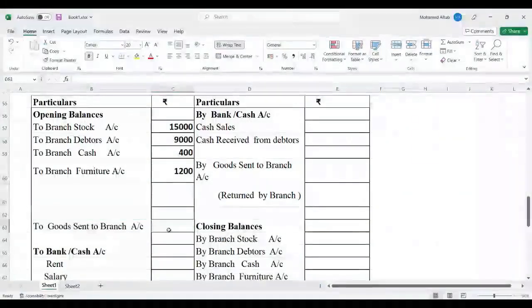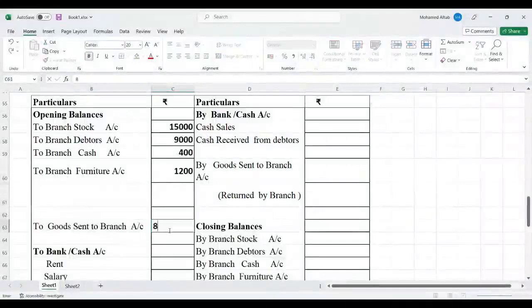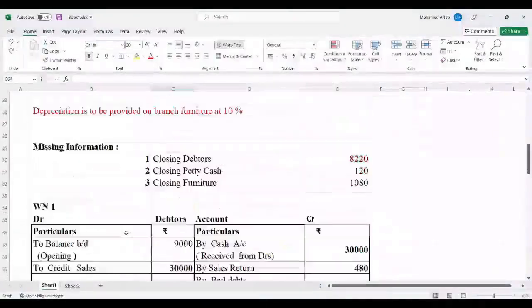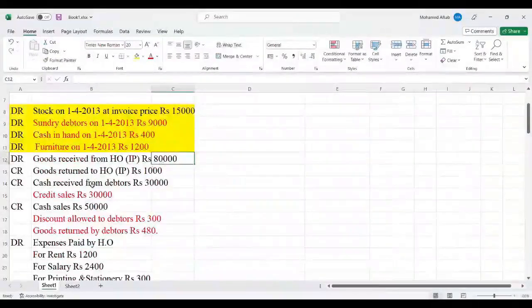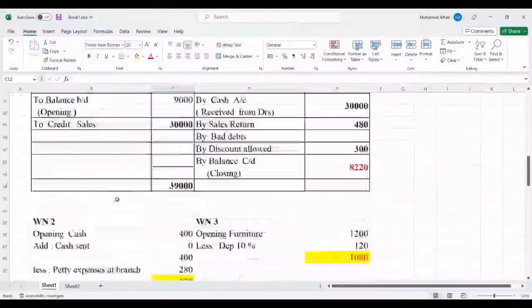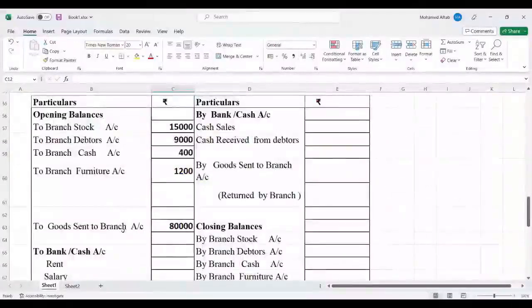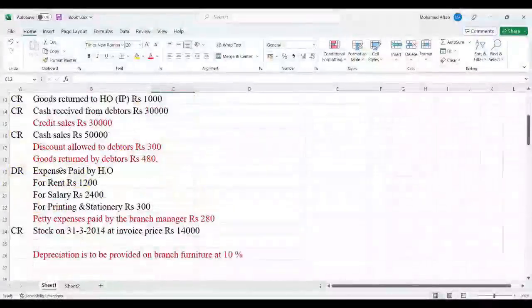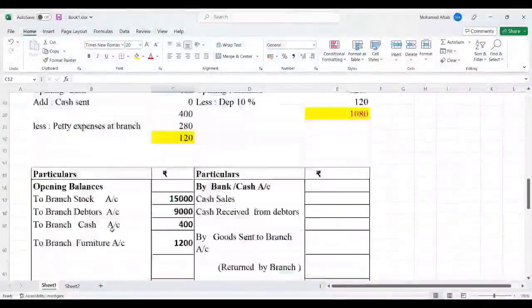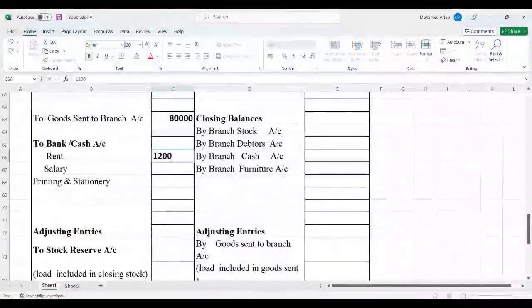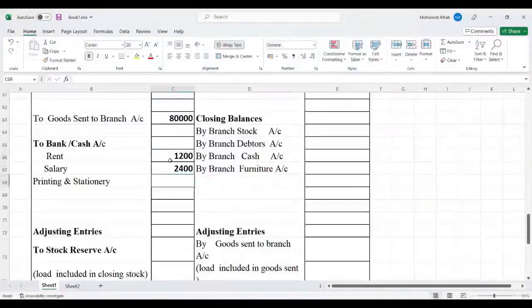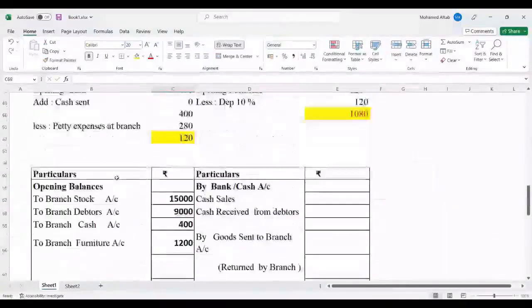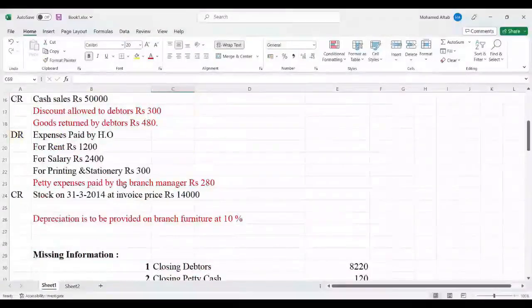Goods sent to branch, that is 80,000. The information is given in the problem. Goods sent to branch, that is 80,000. Goods received from HO is nothing but goods sent to branch. So 80,000. Next, to bank, that is expenses, anything? Yes, it is there. Rent, salary, printing: rent 1,200, and salary 2,400, printing and stationery, that is 300. So the debit side, I hope we have done the entries.